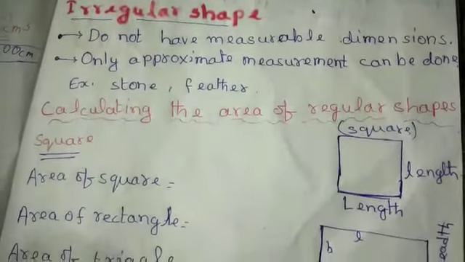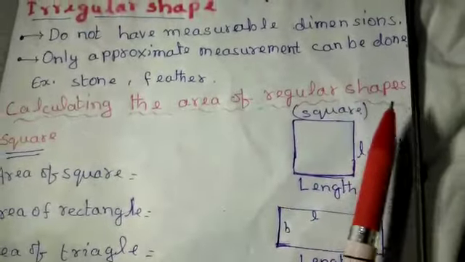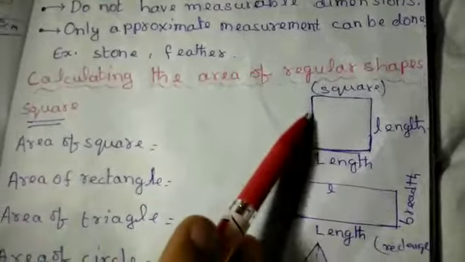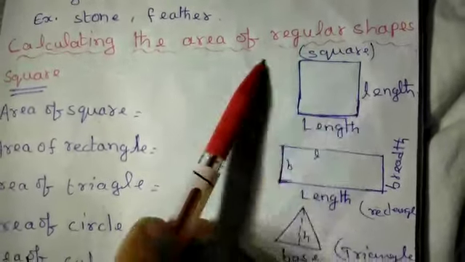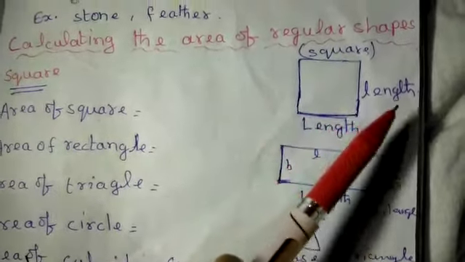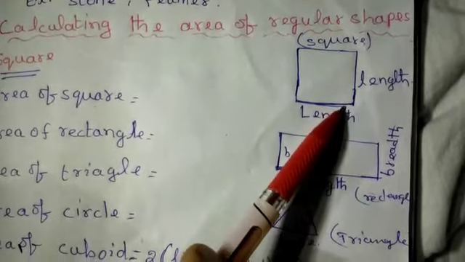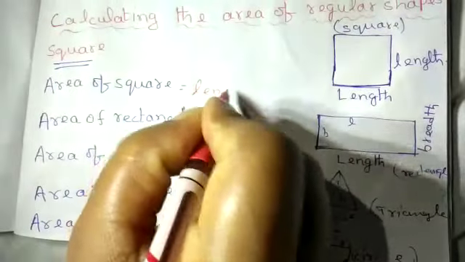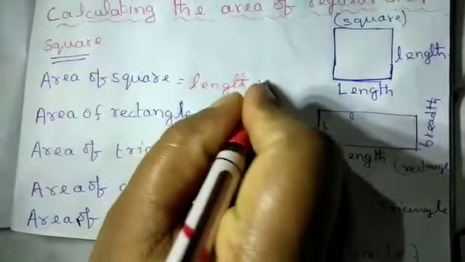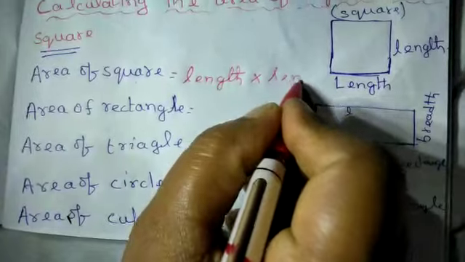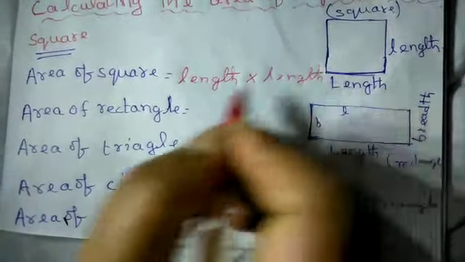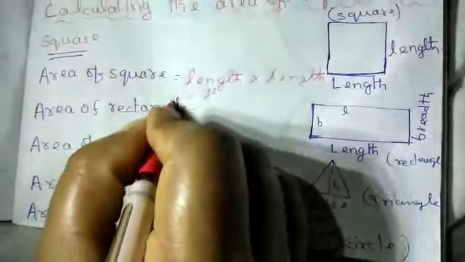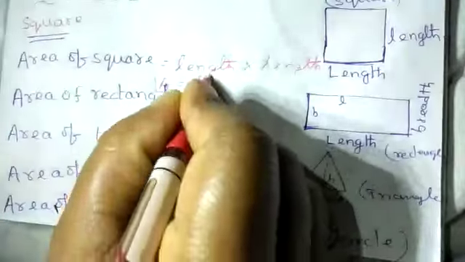Now we calculate the area of regular shapes. First one is the square. A square has length and breadth, but length equals breadth. Length and breadth are both equal. So the area of a square equals length into length, that equals L square, denoted as length square.